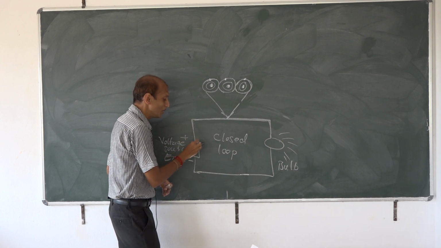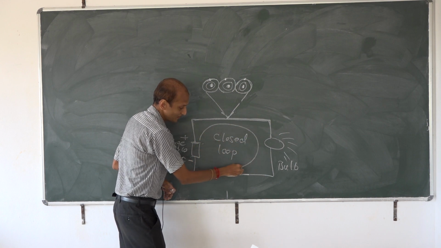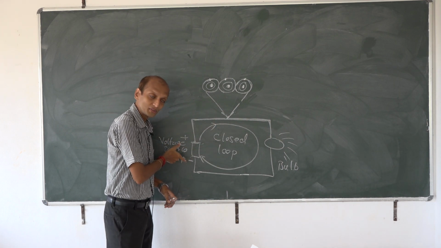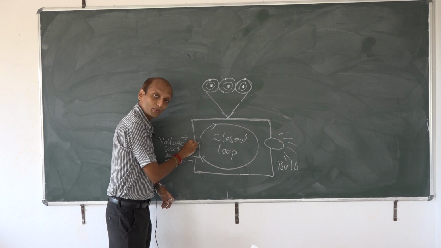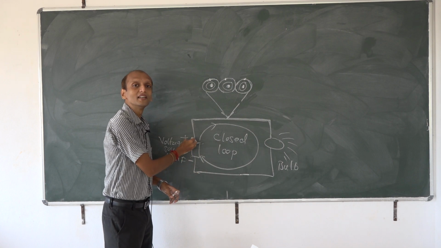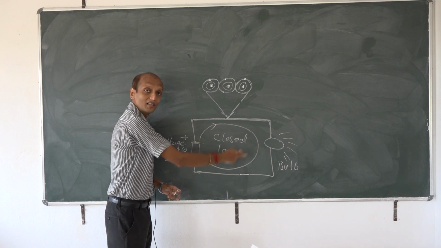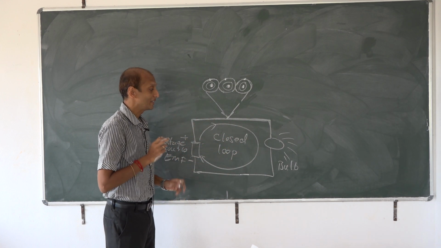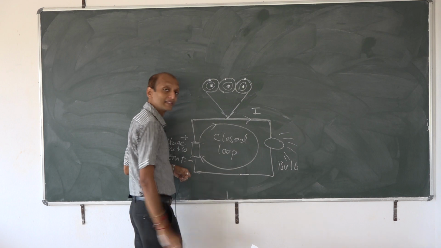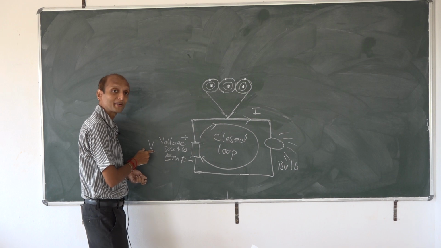And always current flows from the positive of the battery and comes back to the negative of the battery. Always from the voltage source's positive terminal, the current starts to flow and it loops back to the negative terminal. So this is how the flow path of your current will be, and current will be indicated by the symbol capital I, and voltage will be indicated by capital V.